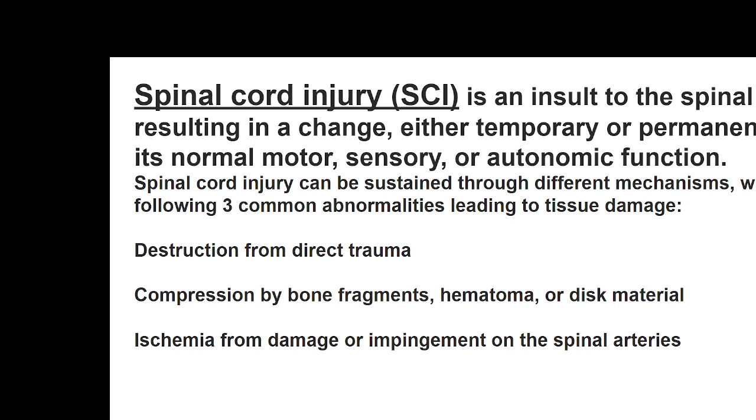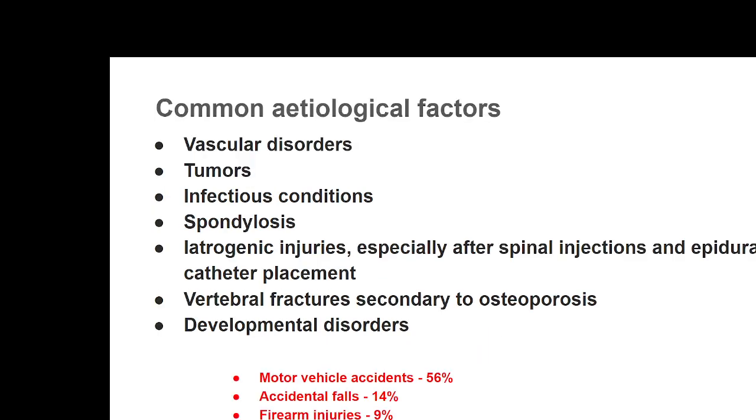manifested mainly through three mechanisms: either direct trauma or mechanical injury, or compression by bone fragments, hematoma or disc material. Though there may not be a direct injury, the spinal cord may be compressed, and a large number of patients whom we treat are of this sort, where there is compression by intervertebral disc material, bone fragments, hematoma, etc. The third is ischemia from damage to vessels, spinal arteries, either thrombosis or impingement, where arteries may be blocked.